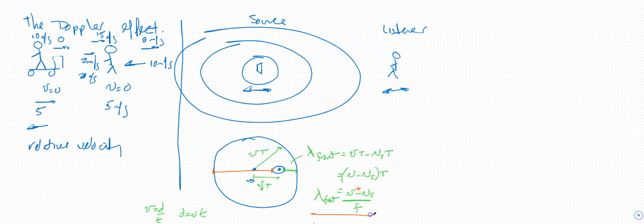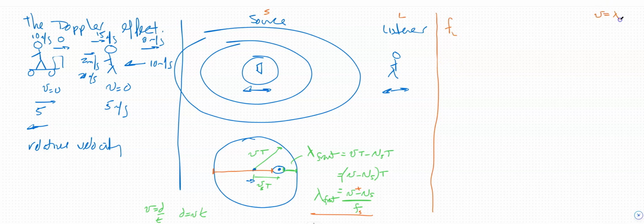So that's the wavelength. That's how the wavelength changes in front of or behind the source, where this f is the frequency that the source is emitting. Okay, so S is source, L is listener. So what frequency does the listener perceive?